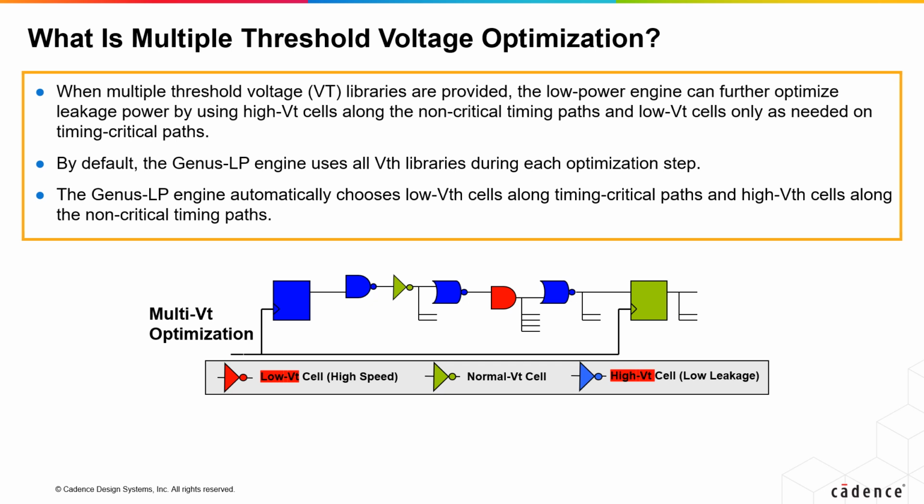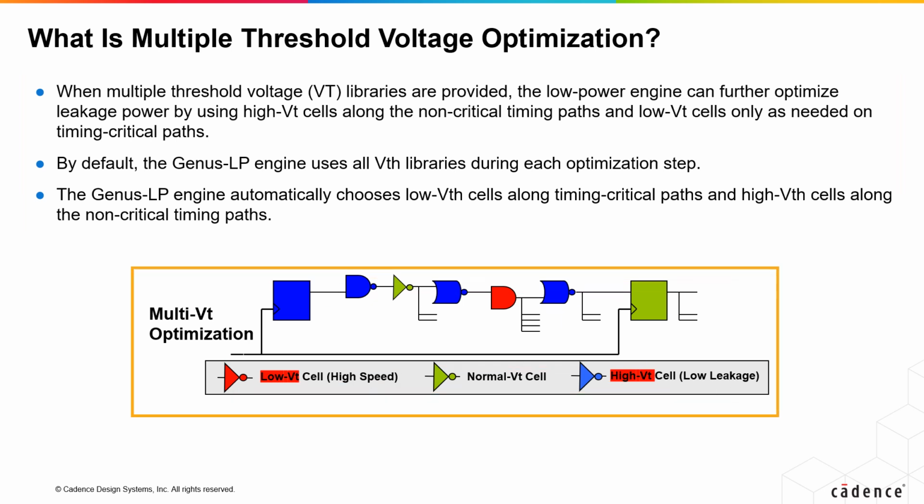The Cadence LP engine uses all VT libraries during each optimization step by default. It automatically chooses low VTH cells with timing critical path and high VTH cells with a non-timing critical path. Let's check the circuit. For example, you have this blue, where you're optimizing using high VTH cell for your power optimization. For the red, the tool uses low VTH cells that are high speed to optimize for timing, maybe this is a timing critical path. And elsewhere, you can use the normal VTH cell.